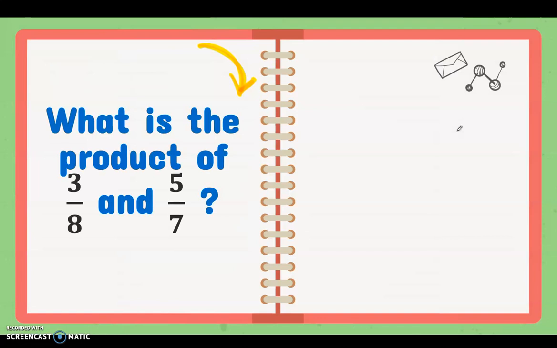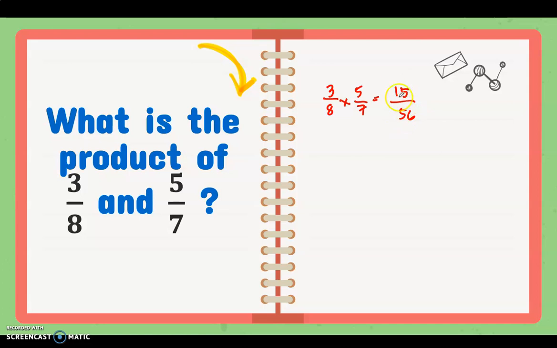What is the product of 3/8 and 5/7? When you say product, that's the answer in multiplication. Since they are just simple fractions, 3/8 times 5/7, we just have to multiply right away the numerators, which is 3 times 5, 15. Multiply the denominators, which is 56.